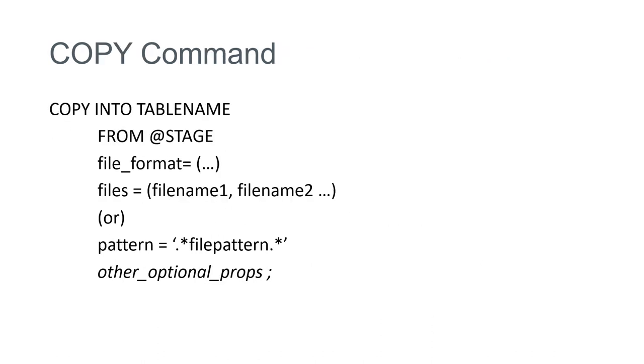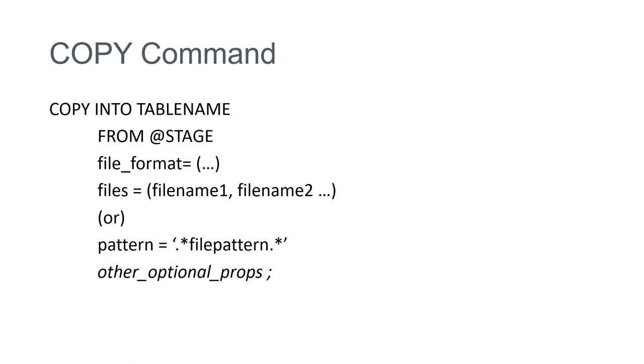So now this is the syntax of the copy command. How we can write the copy command to load the data from an external or internal stage to a Snowflake table. Copy into table name. We can put the table name or the fully qualified table name, that means database name dot schema name dot table name. Fully qualified table name always means database name dot schema name dot table name.